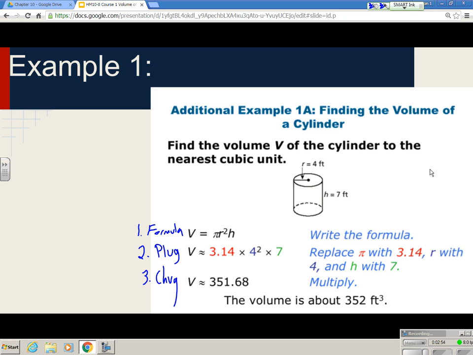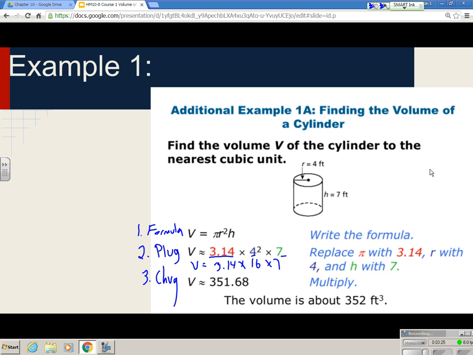So pi is 3.14. You can always use pi as 3.14. The radius is 4, so we plug 4 in for that. And we're going to have to square it, which means 4 times 4. And then we multiply by 7. Now 4 times 4, remember, is 16. So it's 3.14 times 16 times 7. Sometimes I like to write it like that and have two plugs. Sometimes you got to put two plugs.